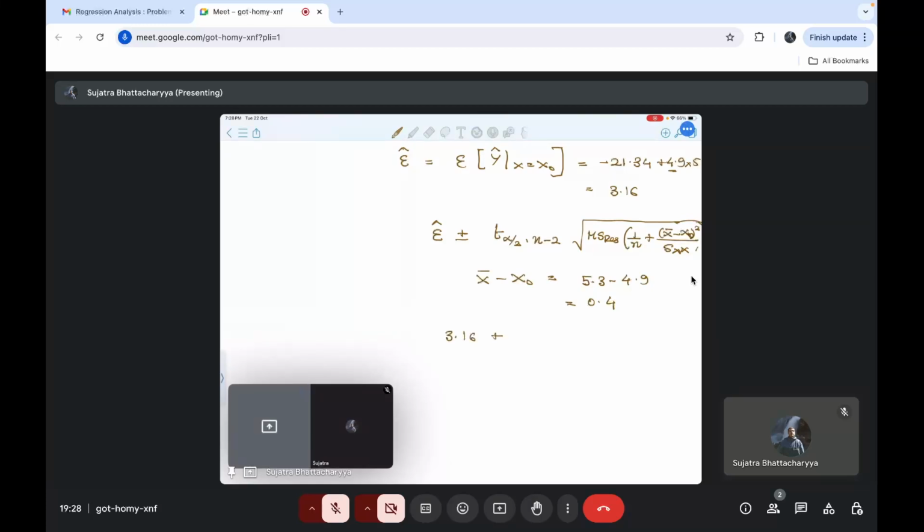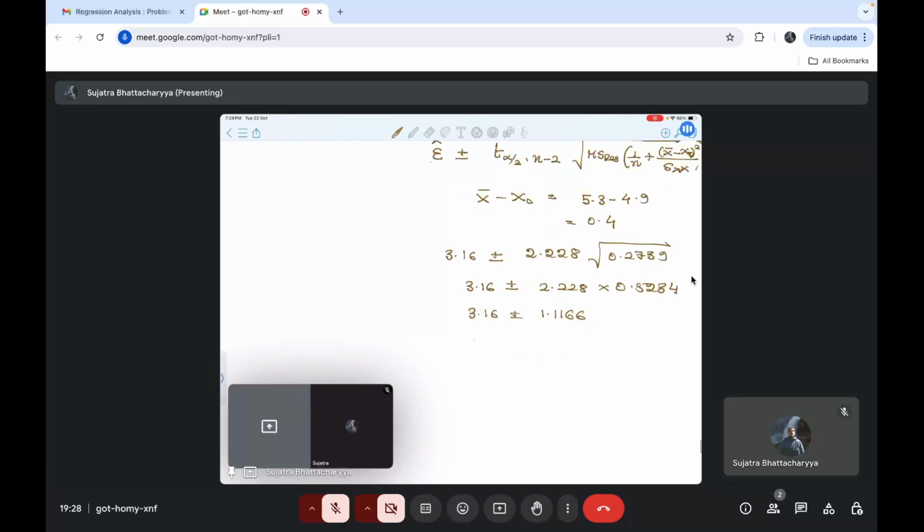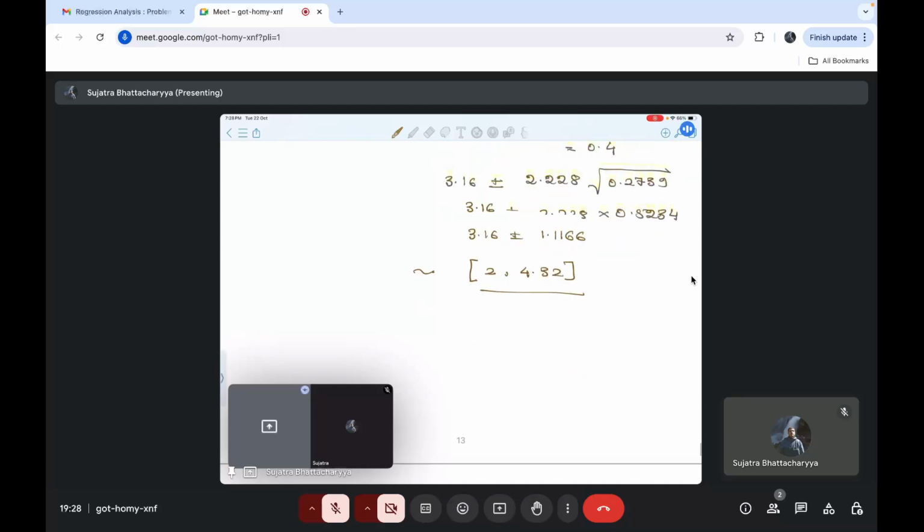So 3.16 y hat plus minus 2.228, because 95% is the same value, into, if you put all the values, it comes out to 0.2739. So it will be 3.16 plus minus 2.228 into 0.5234. So it will be 3.16 plus minus 1.1166. So the confidence limit will be 2, 4.32 approximately. Okay, so this is your thing.